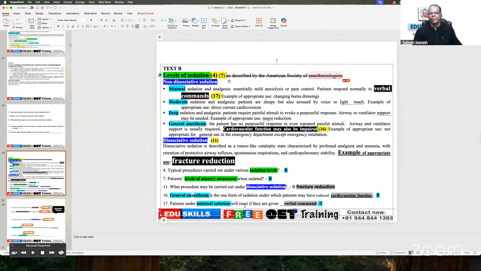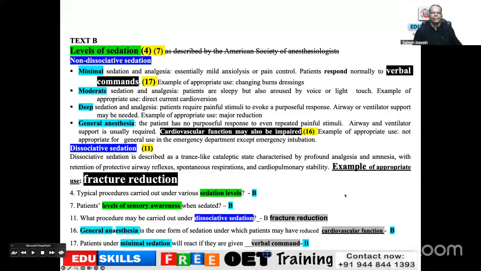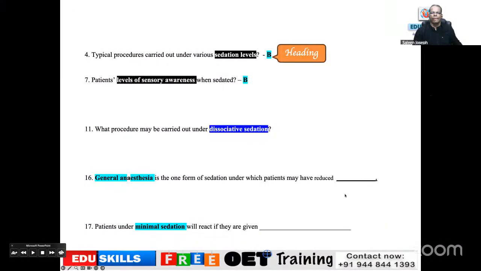Patients under minimal sedation will react if they are given a verbal command. React, here the text says respond. React and respond are synonymous, same meaning. Okay. Hope that is clear. Let me go back for a detailed look. Now you see sedation levels and levels of sensory awareness.